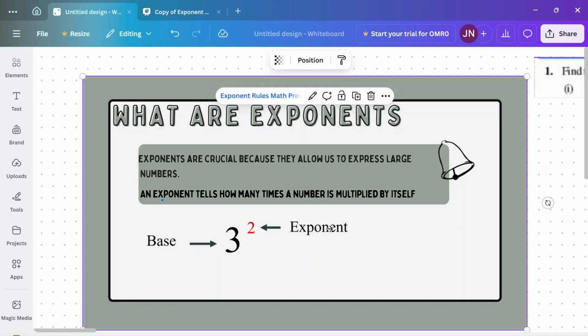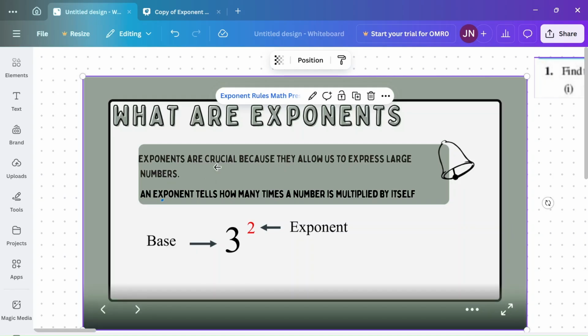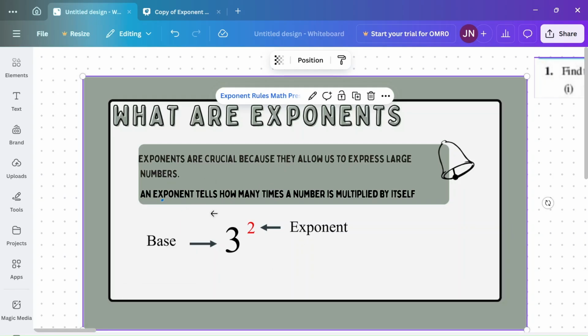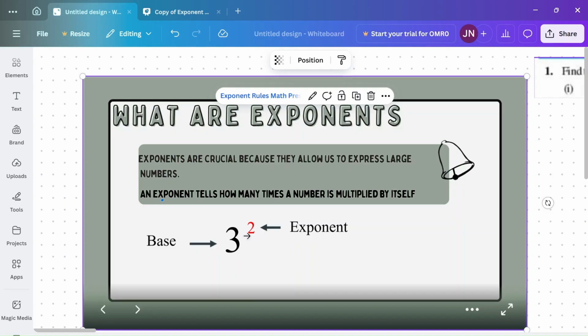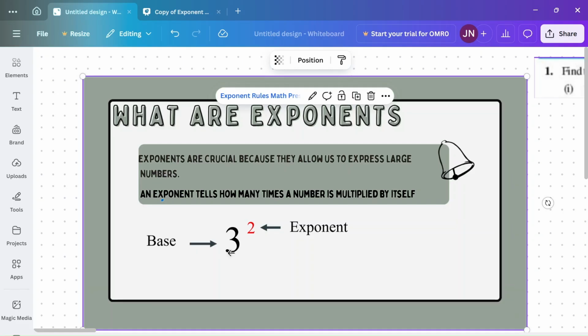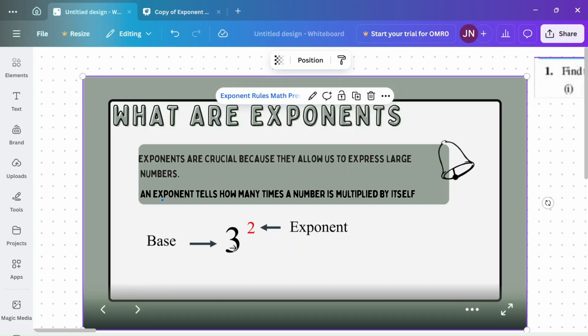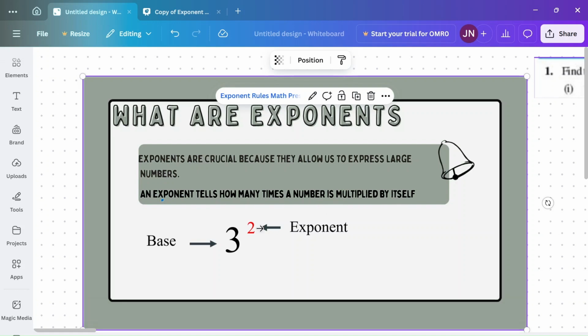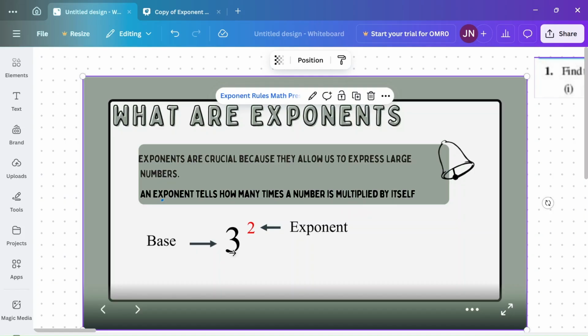Now, what exactly are the exponents? As you can see, this is an exponent number for you, 3 is the base, and 2 is the exponent, sometimes also referred to as power. And what this means is that this 3 is to be multiplied twice. An exponent tells how many times a number is multiplied by itself. So, how many times you have to multiply 3 by itself? Here you have to multiply 3 twice.